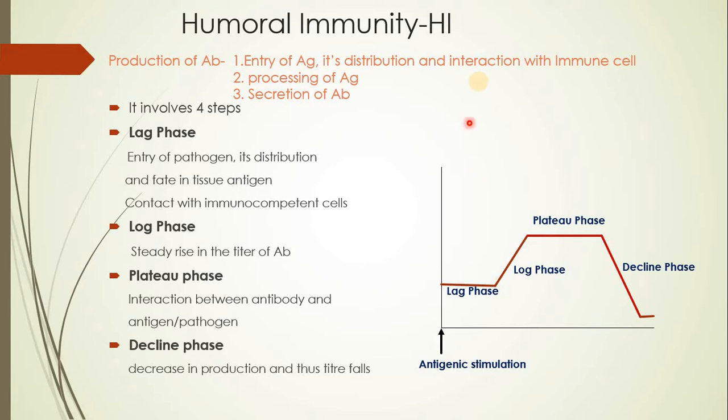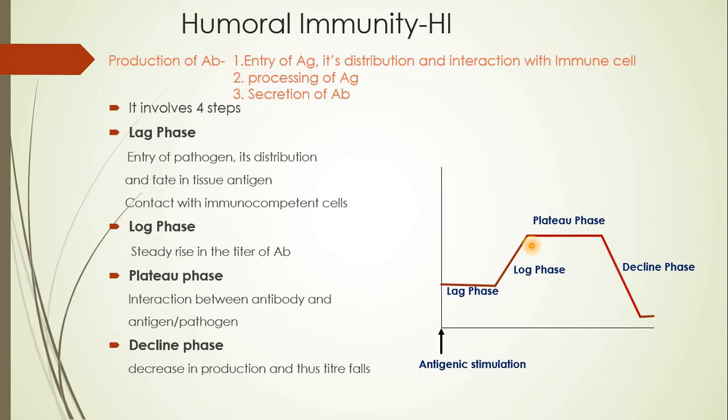Once the interaction is established between the antigen and the immunocompetent cell, the immunocompetent cells will get stimulated, and as a result there will be secretion of antibodies. Now this secretion will be seen in an increasing manner, or you can say it enters into the log phase. So at log phase, if I measure the antibody, then I can say that there is a huge increase in the volume of antibody against this specific type of antigen.